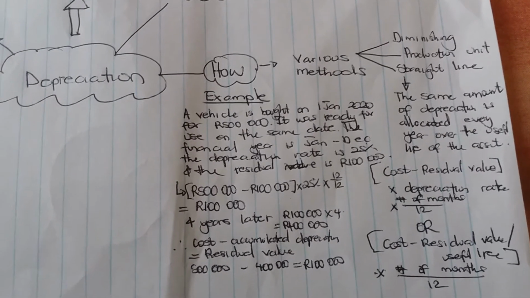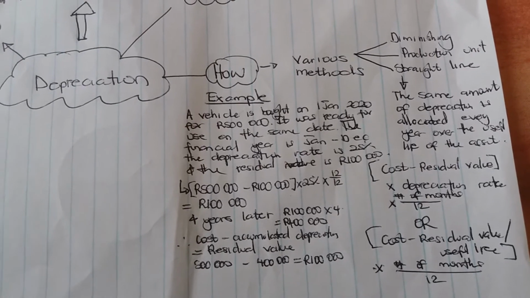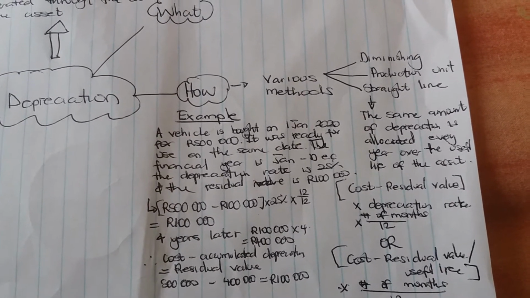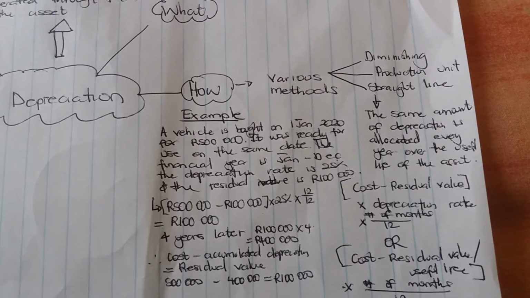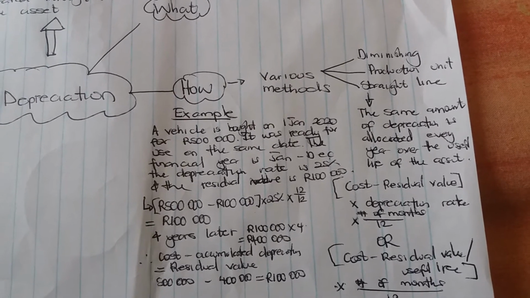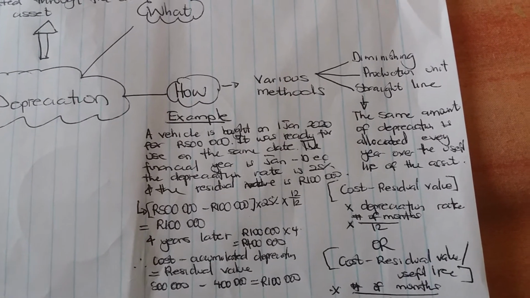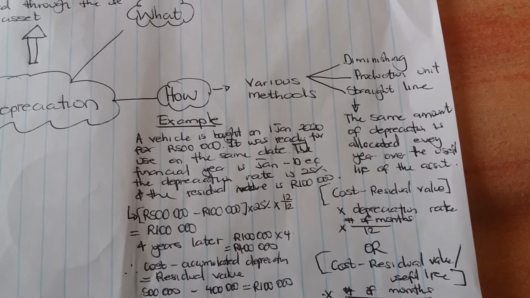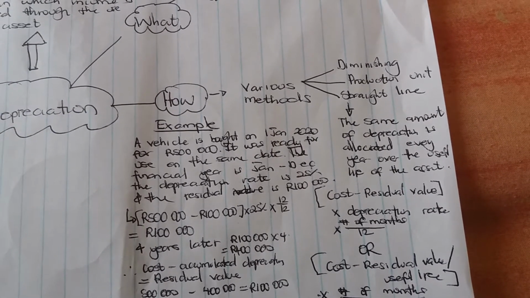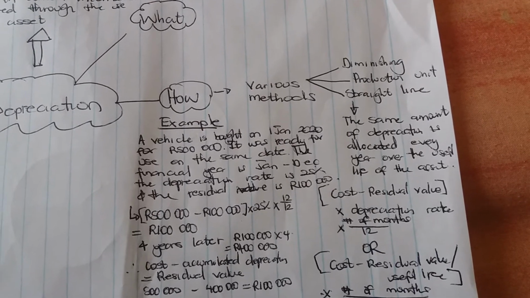How do you account for depreciation? There are various methods, namely diminishing balance, production unit, and straight line method. I'll be focusing on the straight line method. With the straight line method, you use the same amount of depreciation that gets allocated every year over the useful life of the asset.